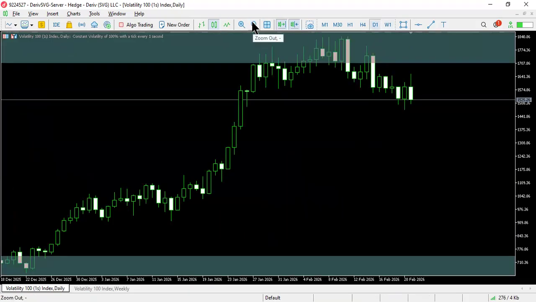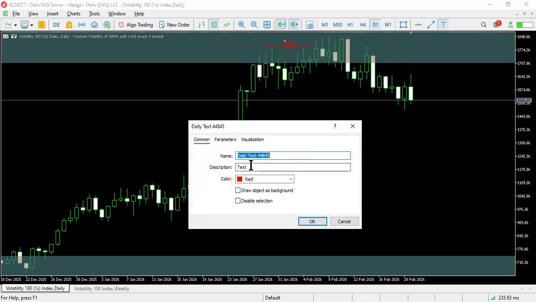Heading over to the daily time frame. From the daily time frame, we can see that was the last break of structure. That was the last break of structure to the upside before price stepped into that supply zone. So we have a break of structure right there.